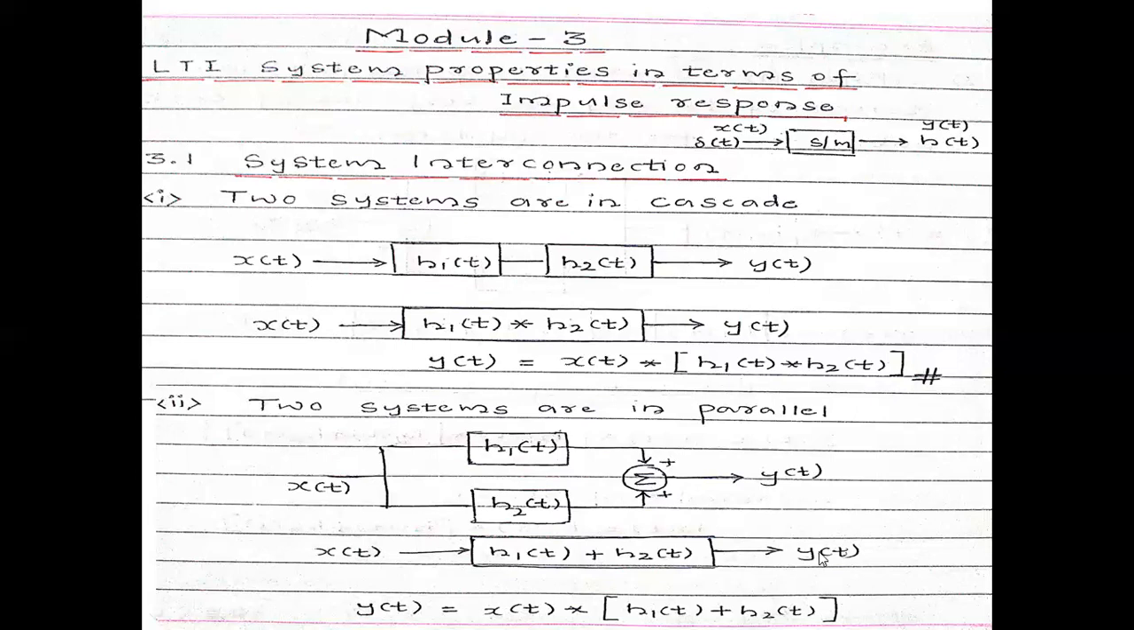As we know, the output of any system y of t is the convolution between the input x of t and its impulse response. So y of t is equal to x of t convolution with the overall impulse response, which when two systems are connected in parallel is h1 of t plus h2 of t. So these are the two configurations where the systems are interconnected. One is the series configuration and the other is the parallel configuration.